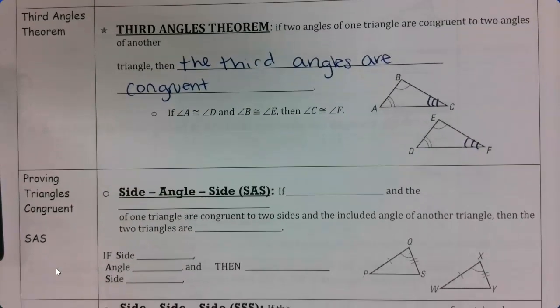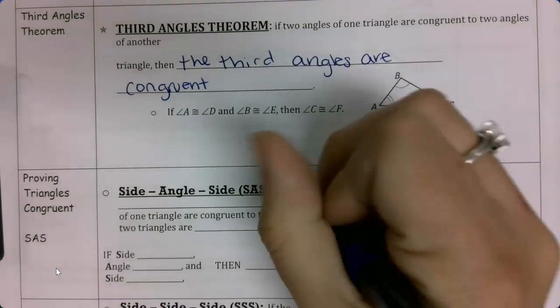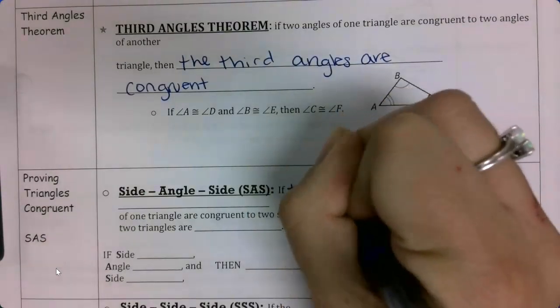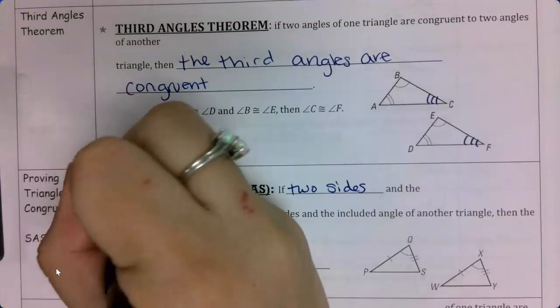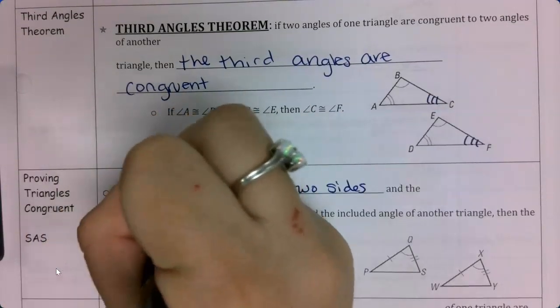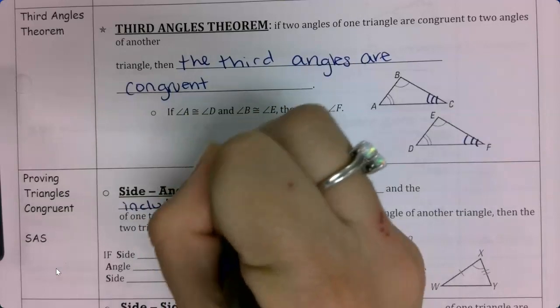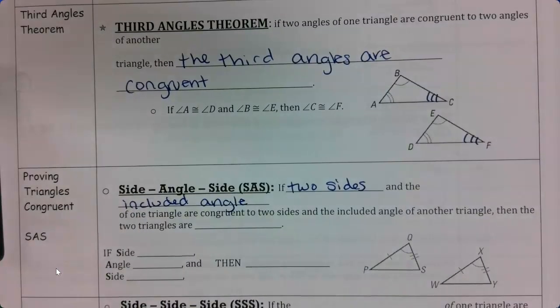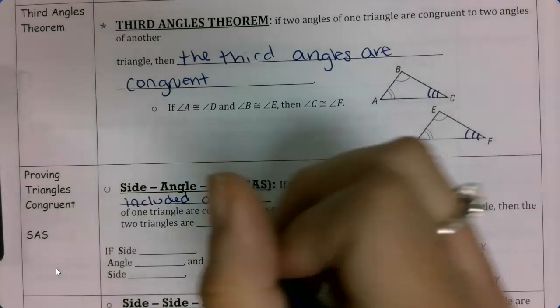So I have some triangle congruence shortcuts. One of them is side angle side. So this is if two sides and the included angle, so the angle in between the two sides, are congruent, then the two triangles are also congruent.